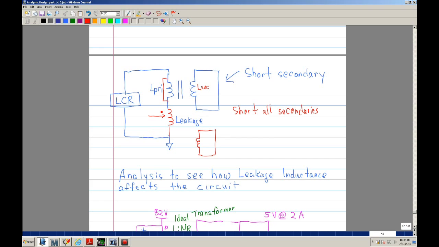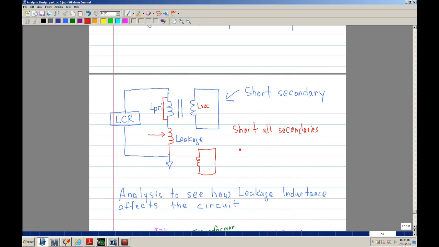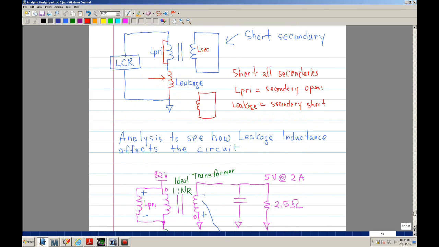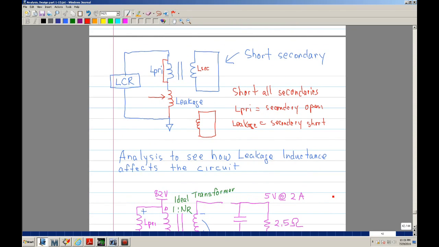That's how you measure, and it's very important that when you wind your transformers, you first measure your primary with the secondaries open, and your leakage with the secondaries shorted. It's very straightforward. I believe in video number 6, I actually wind a little transformer and measure it, so some of you may have already seen that.